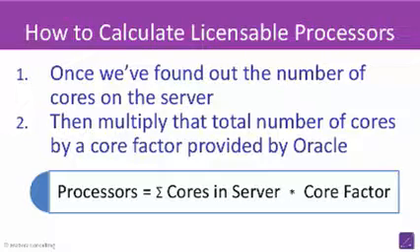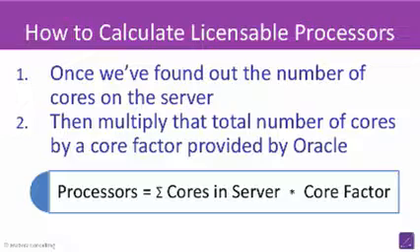So the core factor for most Intel or AMD type chips is 0.5. So if our example of 2 dual core processors is an AMD chip, then we multiply that total number of cores of 4 by a core factor of 0.5, which gives 2. And that's the number of processor licenses that you need to buy.